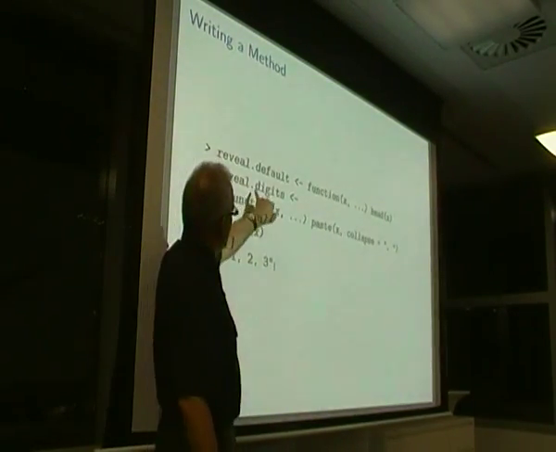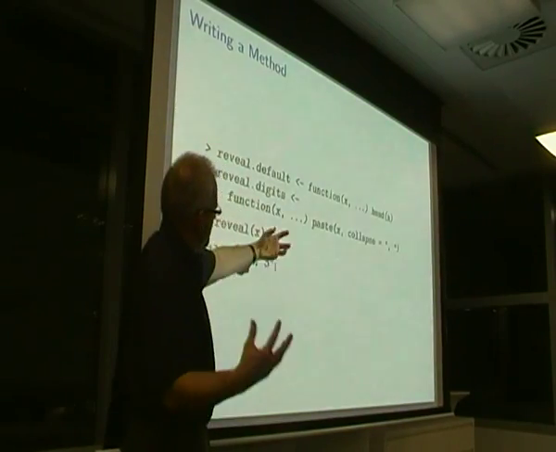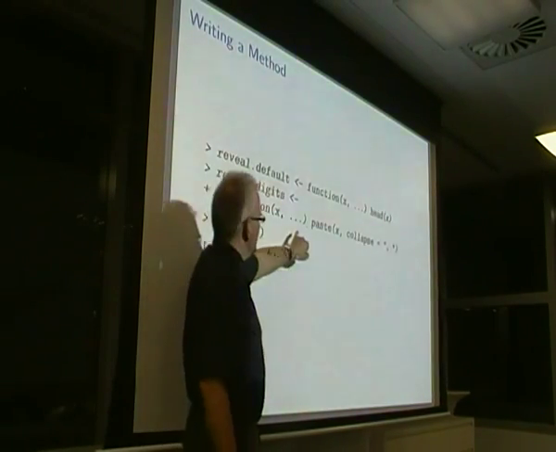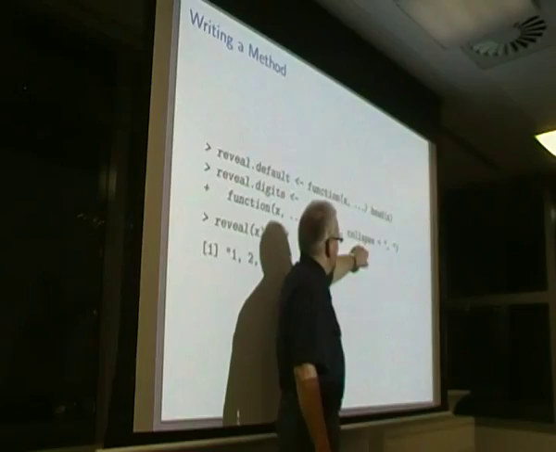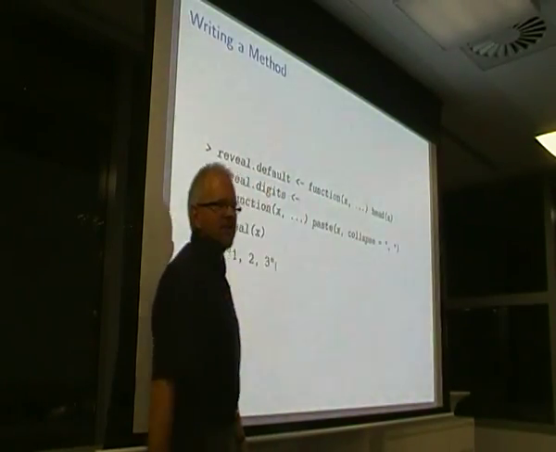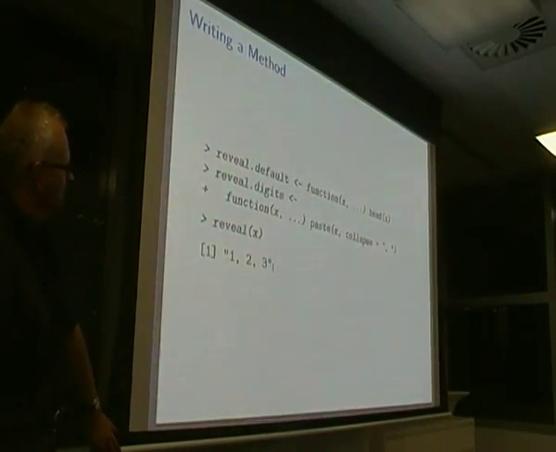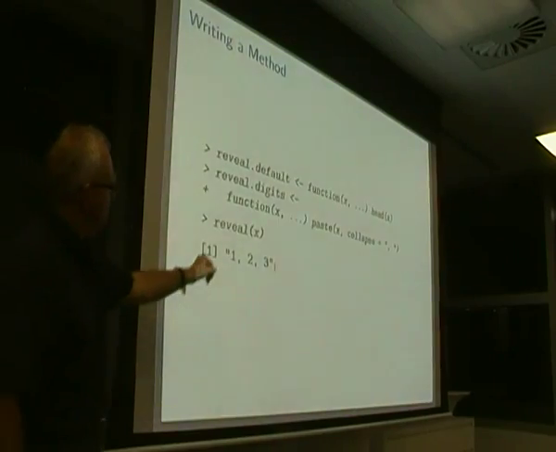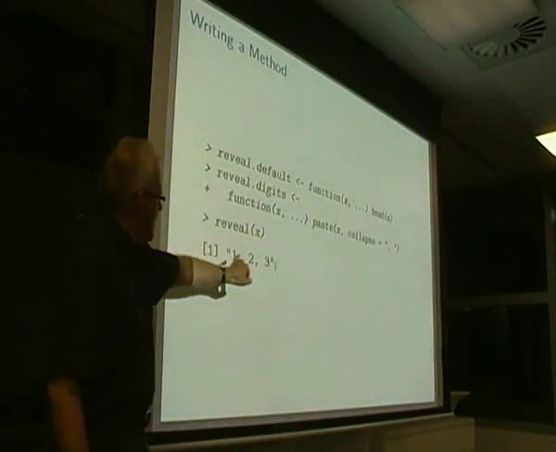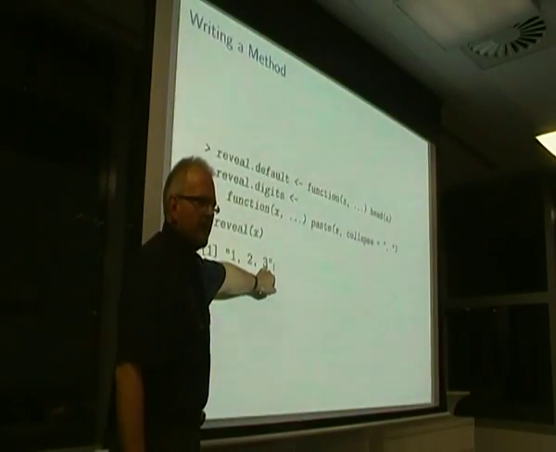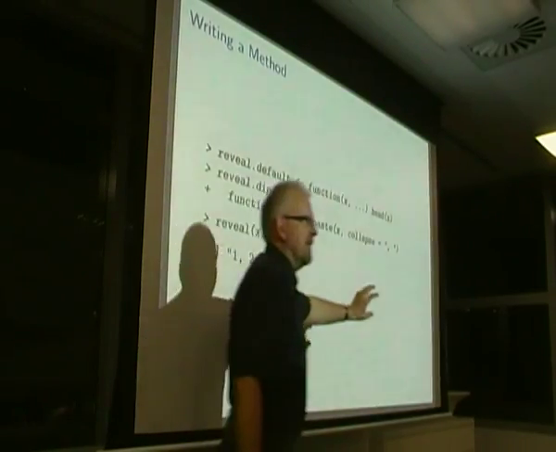And here's a reveal function for the digits. I'm going to do something a little bit weird here. My function is I want you to paste all the elements of x and collapse them and use commas to separate them. That's my reveal function. So now if I type reveal of x, I get this output. That's my S3 classes right there, the whole thing.